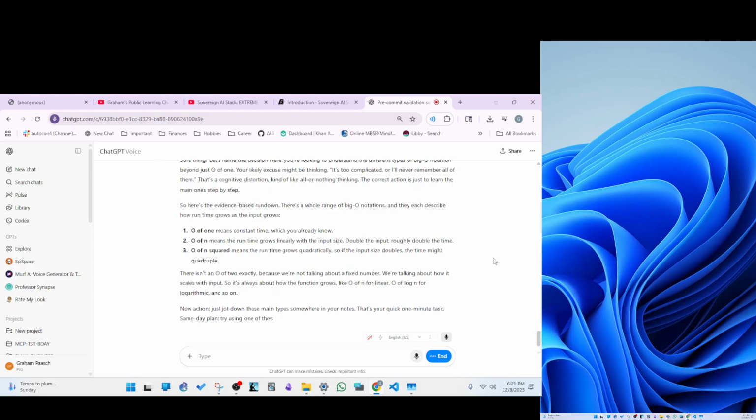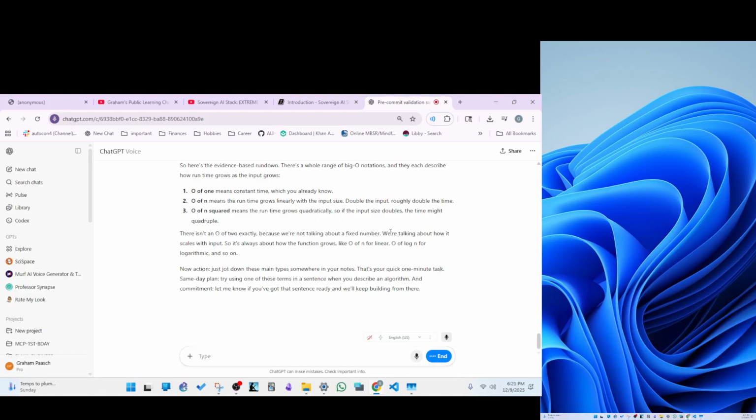Now action, just jot down these main types somewhere in your notes. That's your quick 1-minute task. Same day plan, try using one of these terms in a sentence when you describe an algorithm. And commitment, let me know if you got that sentence ready, and we'll keep building from there.